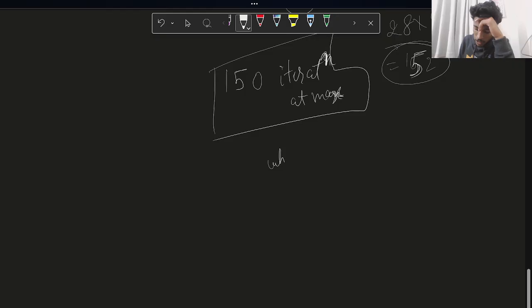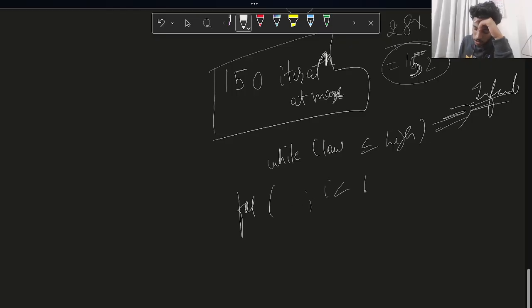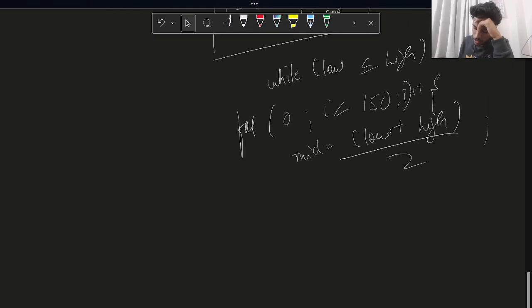So what we can do simply is run 150 iterations, instead of doing while low less than or equal to high, because in case of double values this goes infinite. We will run the loop for only a fixed number of iterations, 0 to 150. We do the same thing: calculate mid as low plus high by 2, follow our standard template, and based on some condition, we either update low or we update high.